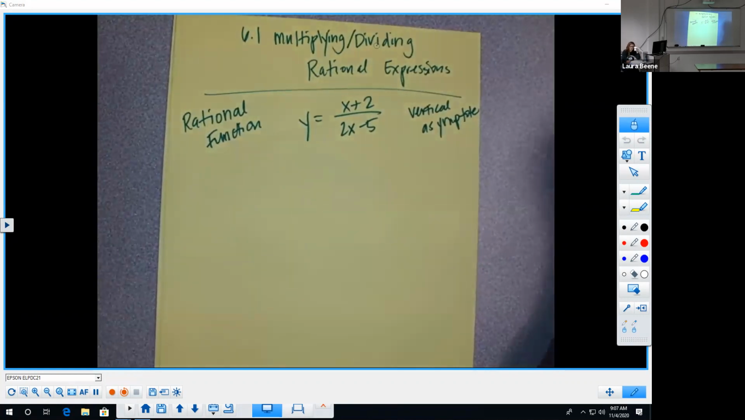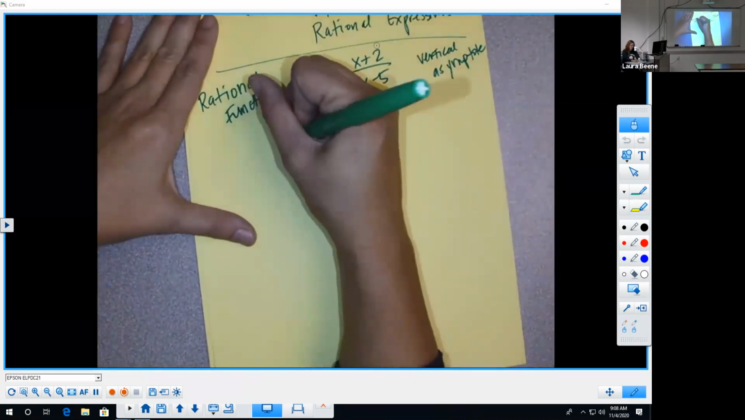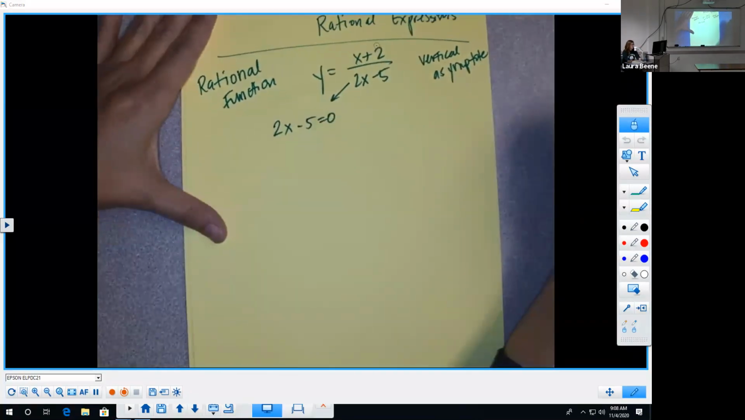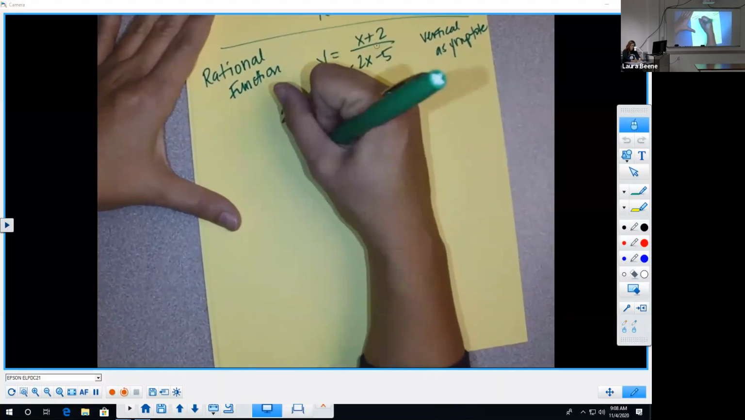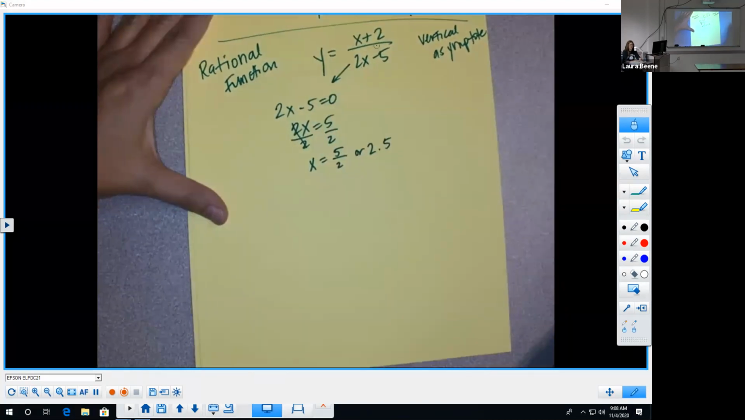So basically the domain is restricted for these. We have spent time finding where the domain is restricted. How do you find where the domain is restricted, or how do you find the vertical asymptote? Take the bottom and set it equal to 0, right? So to find the domain, you do 2x minus 5 equals 0. Set the bottom equal to 0 and solve. If I add 5 to both sides, I get 2x equals 5. Divide by 2, and I get x equals 5 over 2, or you can think about that as 2.5.